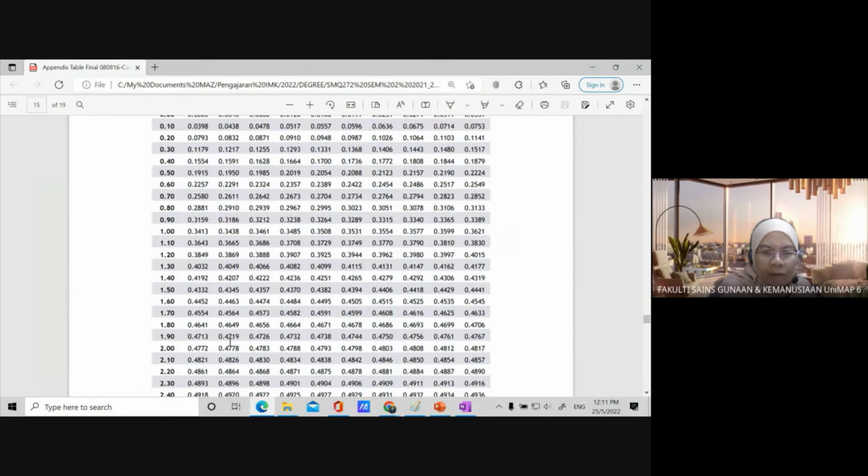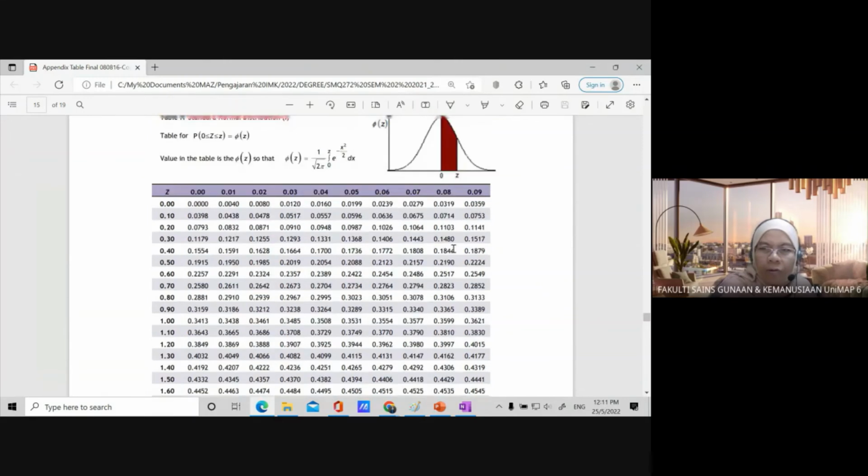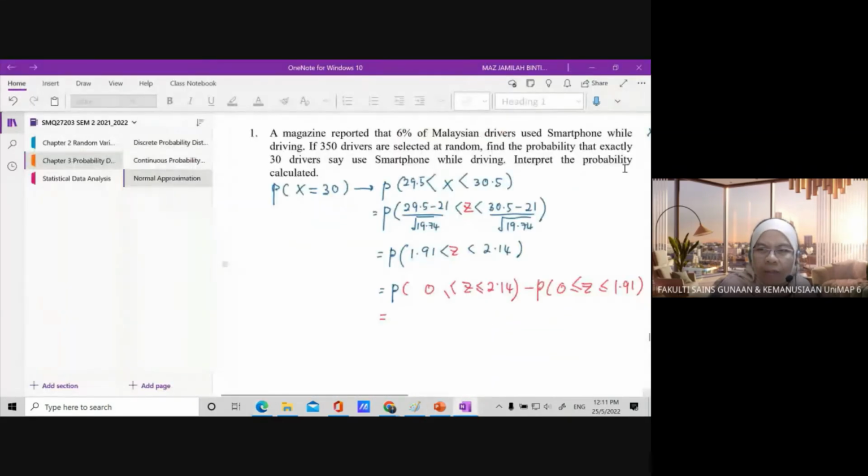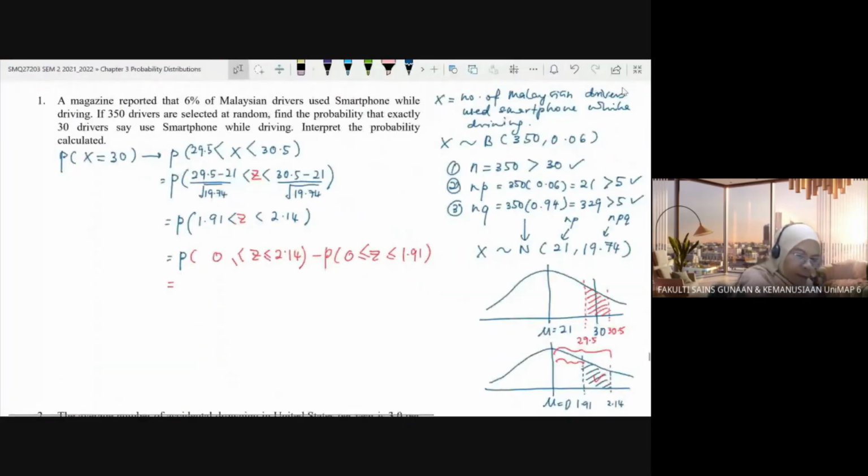1.91. So this is where the probability is. So let's put together into your calculation. Okay, so you will have 0.4838 minus 0.4719. So you will get 0.0119. So interpret the probability, very small probability, which is approaching 0.